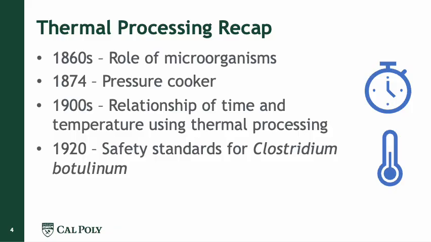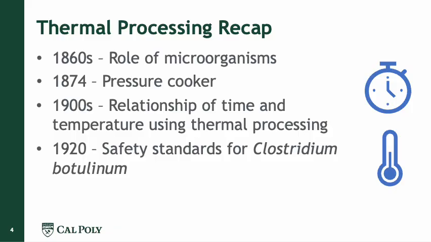Then in 1874, the pressure cooker was invented, and this is very important because a pressure cooker cooks food at a higher pressure, and because of higher pressure, higher temperature, and this will decrease the cooking time. And this is what goes before the invention of retorts for sterilization processes in the canning industry.